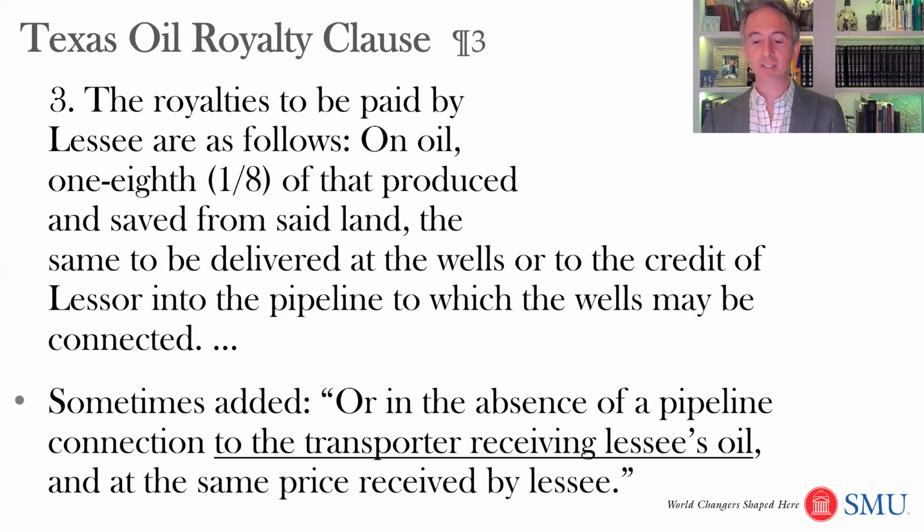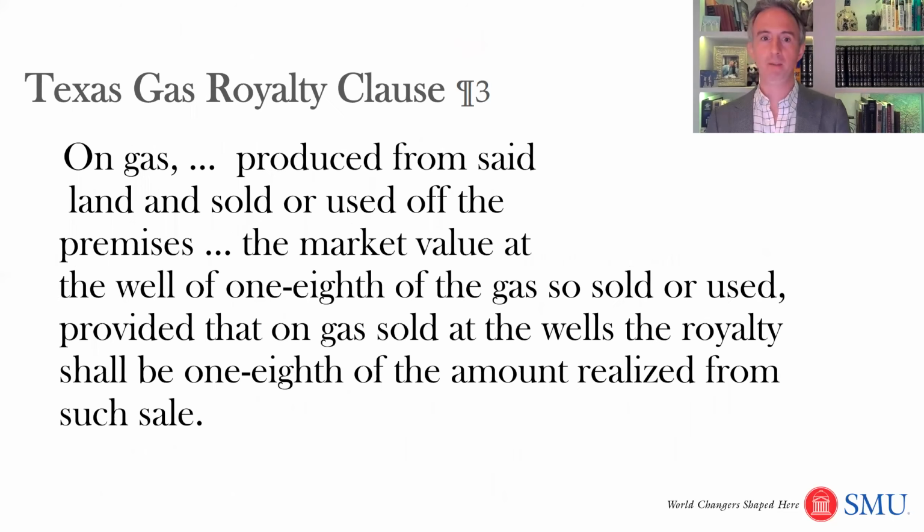Sometimes you'll see added to this, or in the absence of a pipeline connection, to the transporter receiving lessee's oil at the same price received by lessee. So in other words, sometimes you're going to rely on that oil and gas company to sell the oil for you, and then you're going to want a 1/8 share of that money. You can see also that the typical clause allows for it to be to your credit. So basically, these are the lessor's barrels being delivered to the pipeline, so you're going to have to pay the lessor for them.